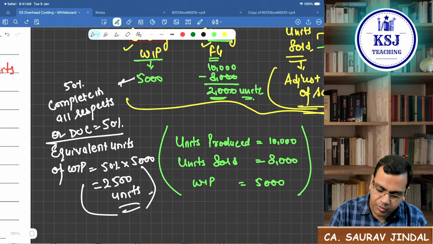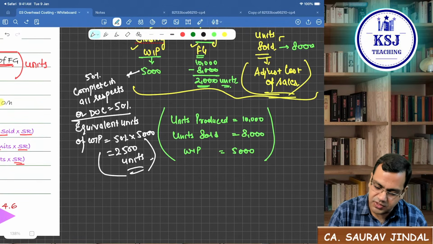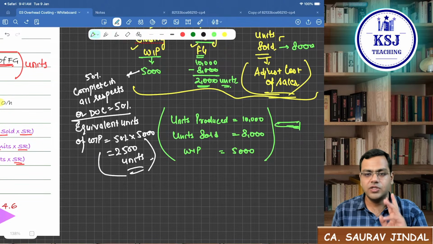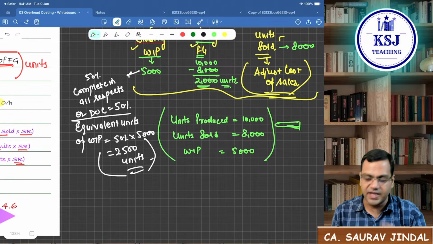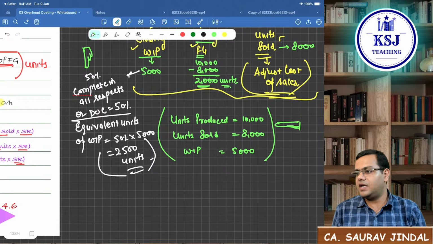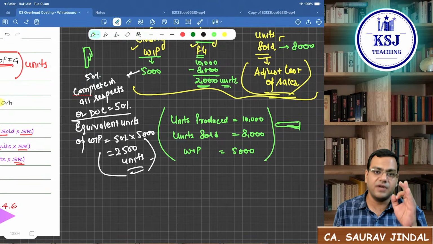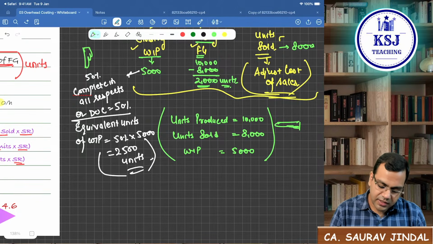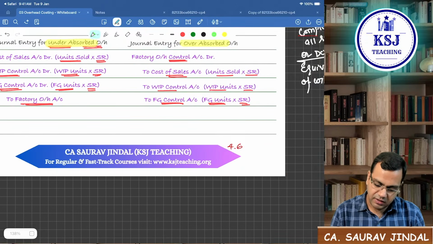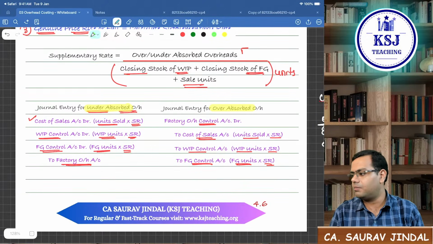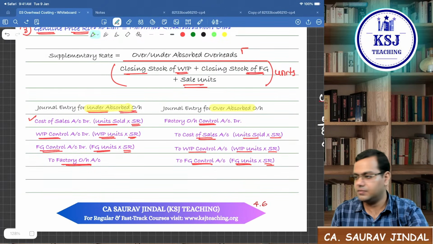So these are the 2 points that you have to be careful about. One, this one. If the units produced and sold is given, take the units of the finished goods very, very carefully. Second thing is this part, if the degree of completion is given to you, take the units of WIP very carefully. Okay, is this clear? So with this, we are done with the overheads. There is one more topic, a very small topic, but all the major topics we are done with.